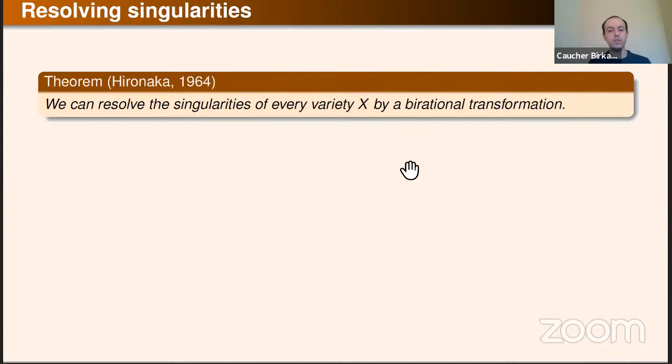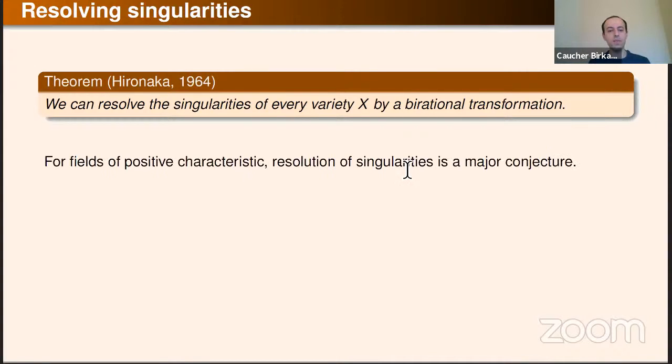So this is not visual anymore. You need a lot of hard work to prove something like that. But at least in the examples, we saw how it works. But for fields of positive characteristic, a similar statement is a major conjecture in algebraic geometry.